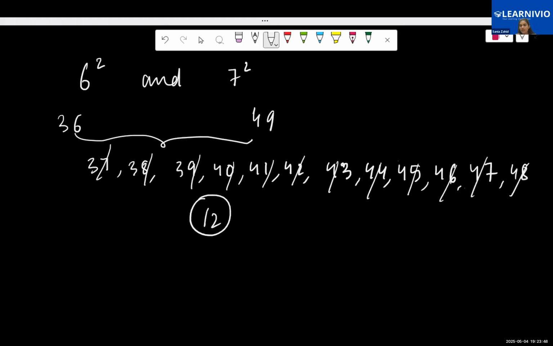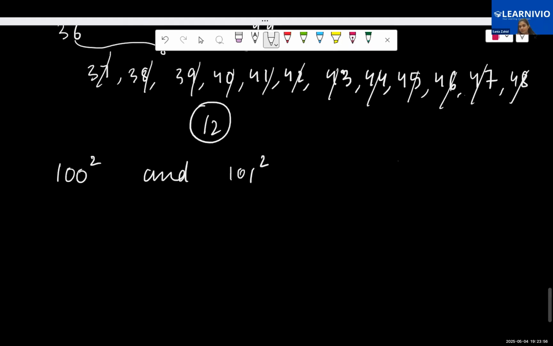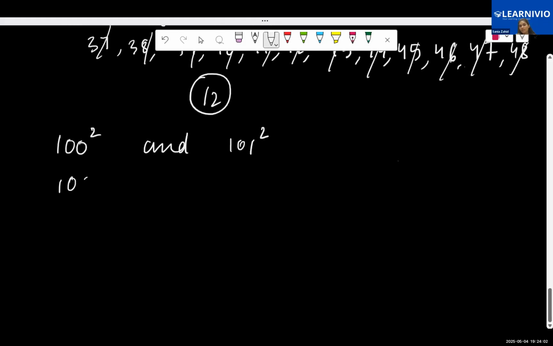There are 12 numbers. Now the question can also be how many numbers are there between 100 square and 101 square? Right? This can also be the question. Now what are you supposed to do? Will you square 100 and then square 101? This gives you a very big answer and then you write down all the numbers between them. So this is a very hectic process, right? In your exam, you cannot do the entire thing.